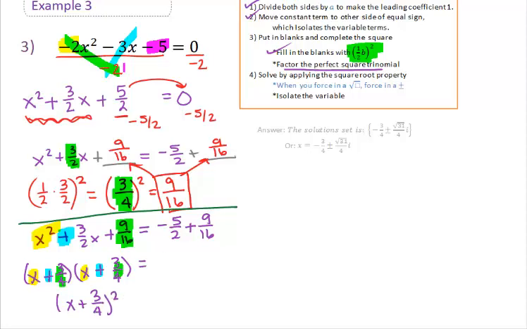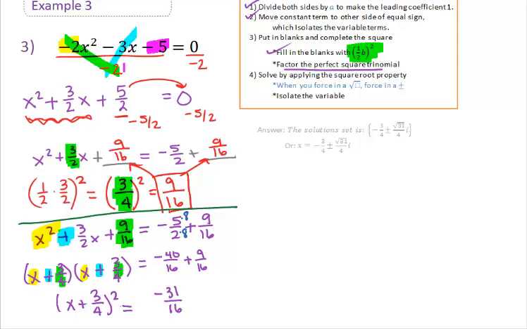On my right-hand side, I need to add these fractions. I'm going to do it by finding a common denominator. And my least common denominator between 2 and 16 is, of course, 16. I put them both into that form by multiplying my first one by 8 over 8. That gives me negative 40 over 16 plus a 9 over 16, and negative 40 plus 9 gives me a negative 31 over 16.